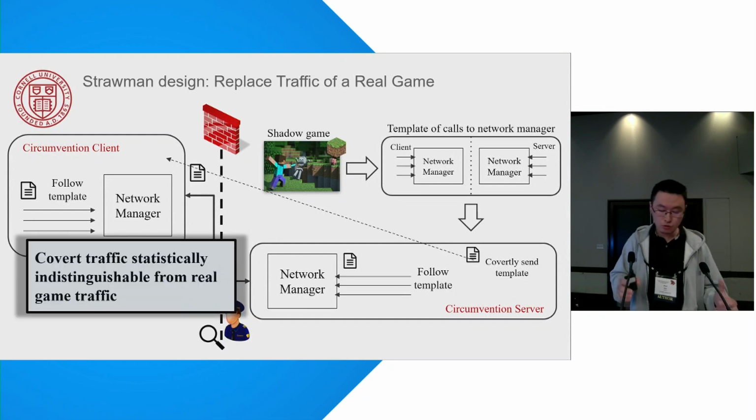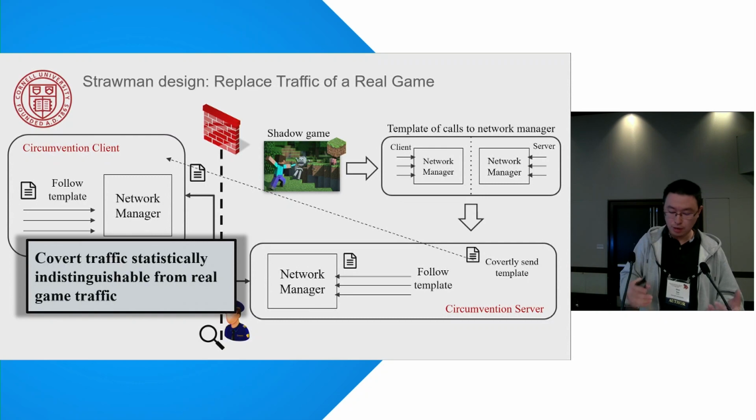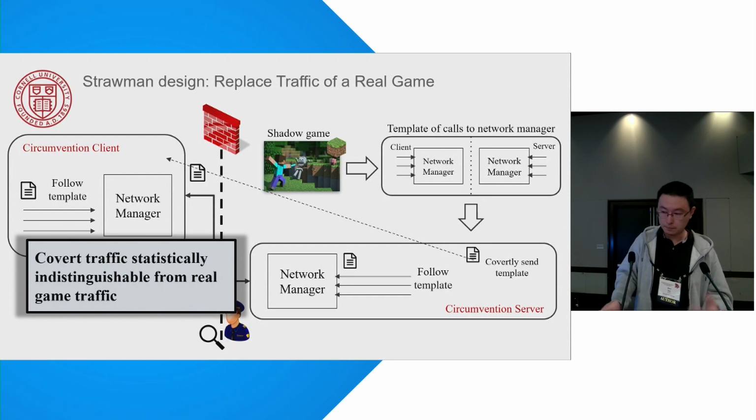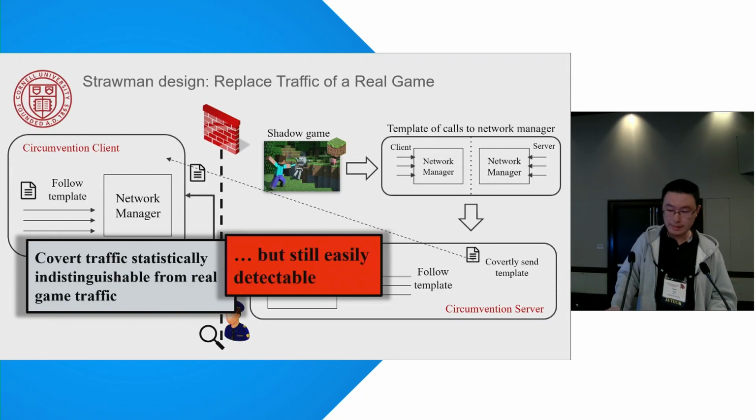We implemented the strawman design, and it generates traffic statistically indistinguishable from real game traffic. Existing classifiers based on packet size and packet timing distribution cannot distinguish our strawman design from real game. However, it is still easily detectable. Why?